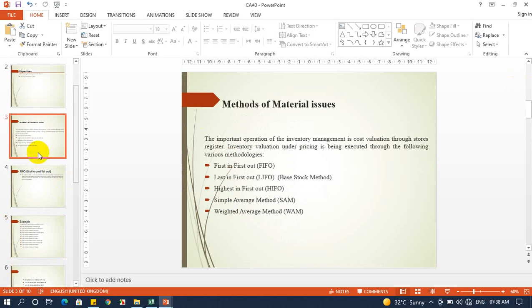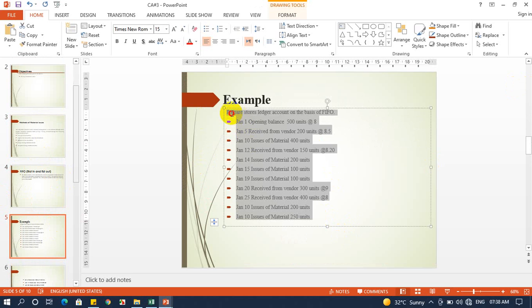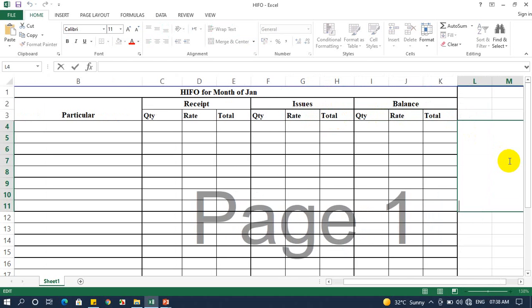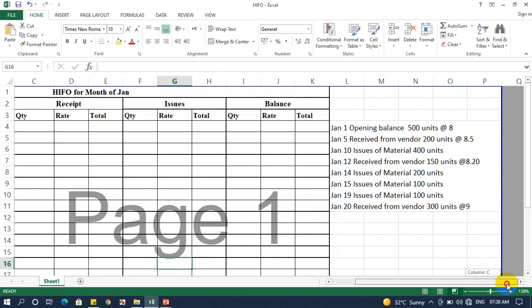Now coming to take this example into an Excel sheet. The format for HIFO is the same, right? We have date, particulars, receipt, issue, and balance. Under receipt there are three columns: quantity, rate, total. Likewise under issue and balance: quantity, rate, total. So this is what we have, and these are the examples. Let me discuss them one by one.